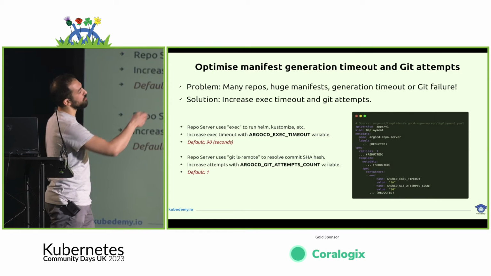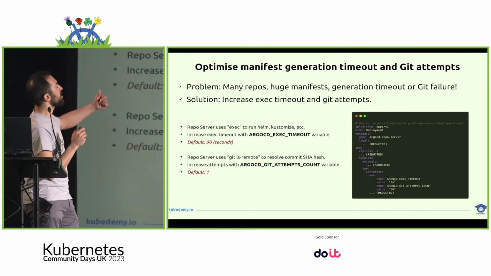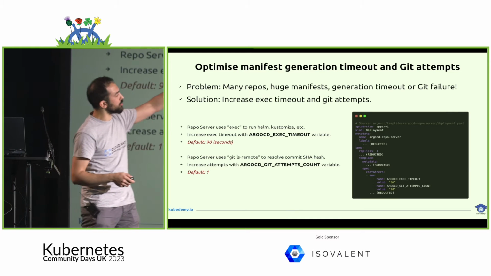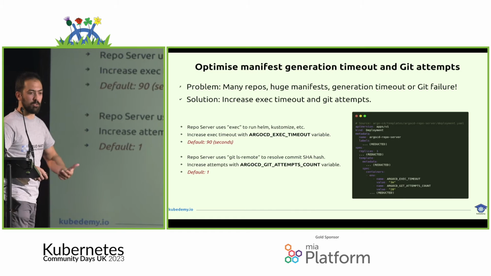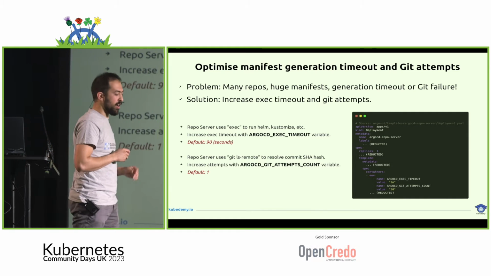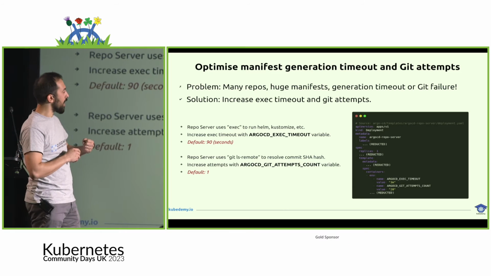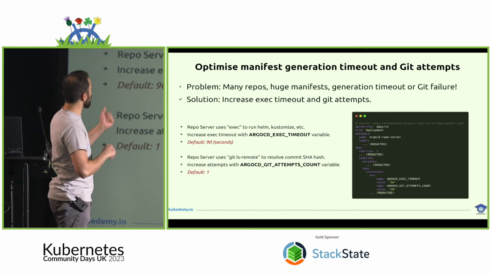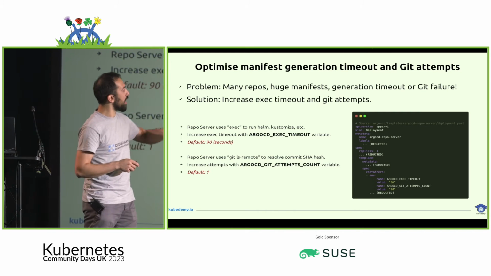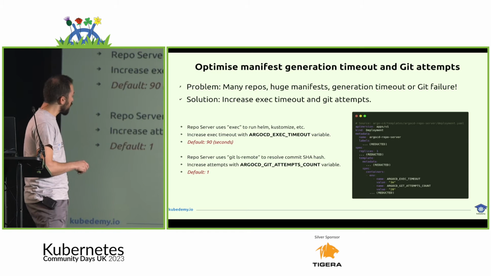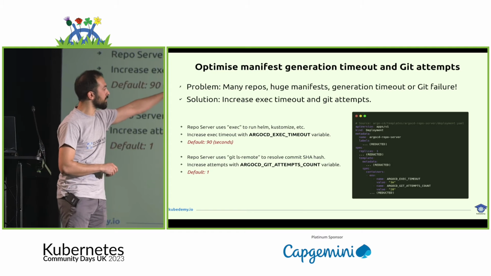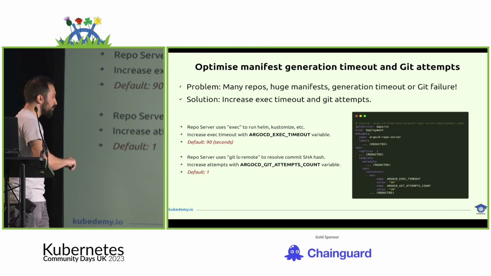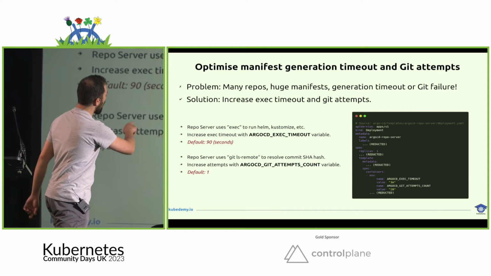Optimize the manifest generation timeout and Git attempts. The problem is you have many repos, and with huge manifests and long generation time, you get the generation timeout and Git failure. Because ArgoCD tries to fetch and run ls-remote commands continuously to check what really happened in your Git. And how you can solve it: increase the execution timeout and Git attempts. If you have a big chart, you need to change the ArgoCD exec timeout variable. The default value is 90 seconds. And if you need more, you can do that.